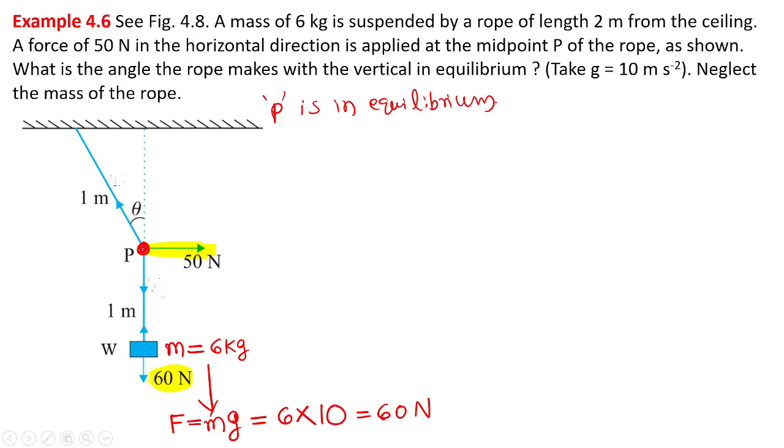So the point P experiences the weight of the body, isn't it? The point P definitely experiences the weight of the body, 60 Newton. Let me highlight it. So P has a tendency to go downward with a force of 60 Newton. P has a tendency to move towards the right with a force of 50 Newton.